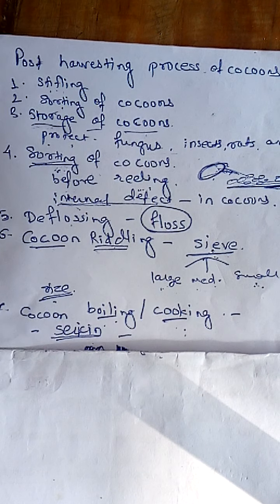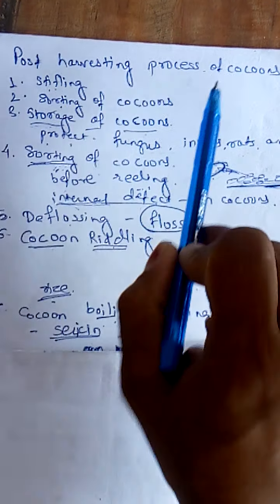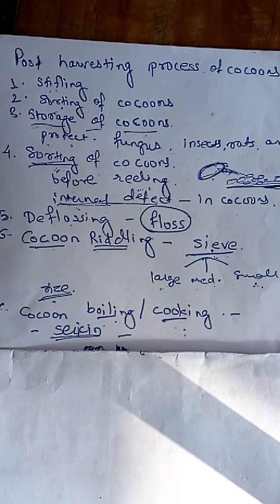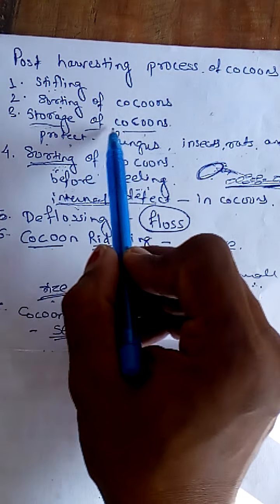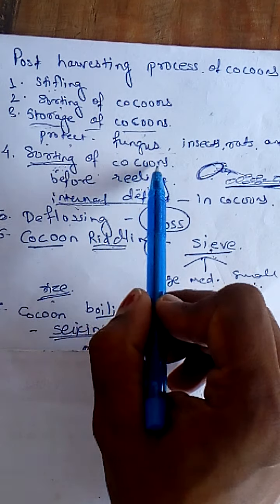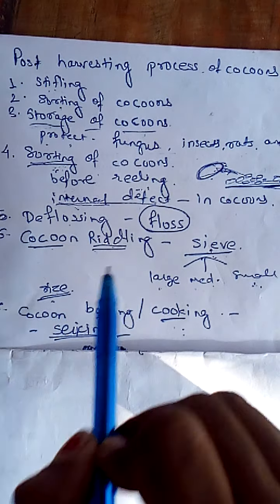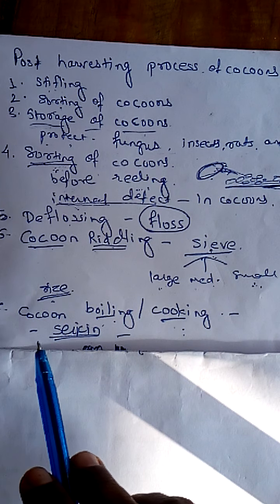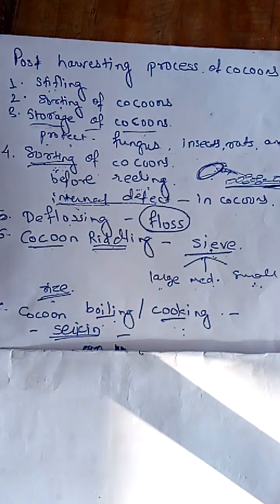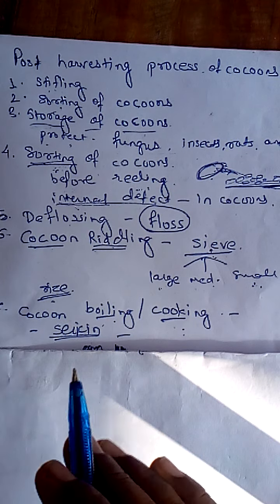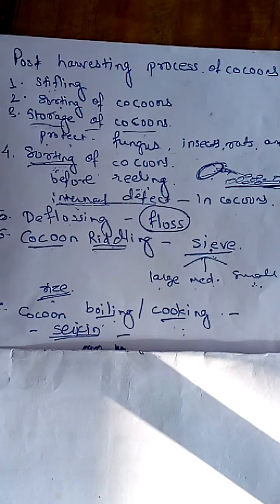Okay, so all this is about the steps which are included in the post harvesting process of the cocoons. So which are those? We just summarize it again: stifling, sorting of cocoons, storage of cocoons, sorting of cocoons but before reeling, deflossing, cocoon riddling, and finally the cocoon cooking or cocoon boiling. So all these are the steps which are included in the post harvesting process of cocoons.